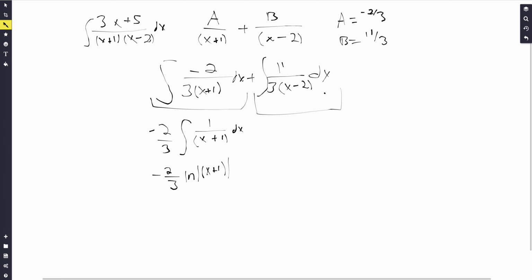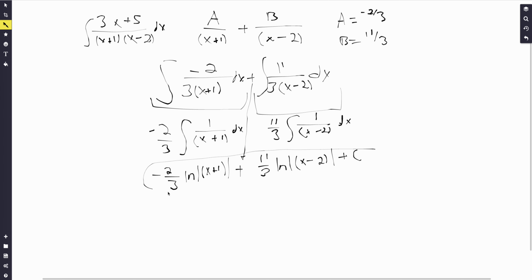So now let's focus on this side. We can move that 11 thirds to the front. So that'll be 11 thirds integral of 1 over (x - 2) dx. Okay, this plus sign will just drop down right here. So what we would do is just do the same process. So this would be 11 thirds staying in the front, and then natural log, and remember absolute value of (x - 2). And this time don't forget the plus C whenever you're integrating. And that would be our final answer.